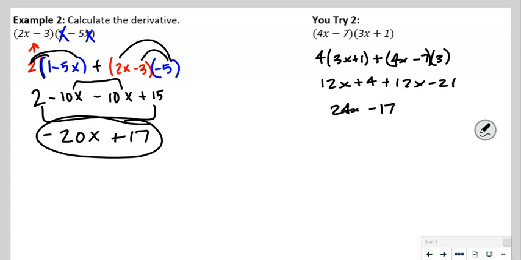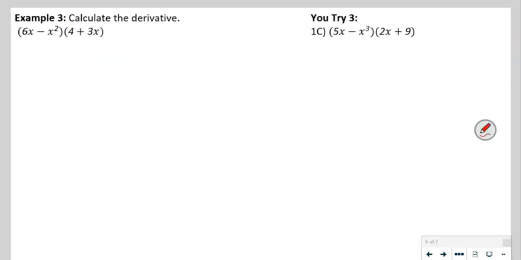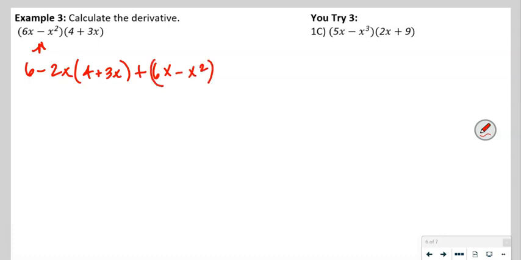Yep, 24x minus 17. Now for the next one, I'm going to take the derivative of this term, and that's going to be 6 minus 2x. Multiply it times our 4 plus 3x. Then I'm going to do our 6x minus x squared and multiply it times the derivative of the next one. That's just going to be 3, because the 4 is going to go away and the 3x is going to reduce, so it's going to end up being just 3.